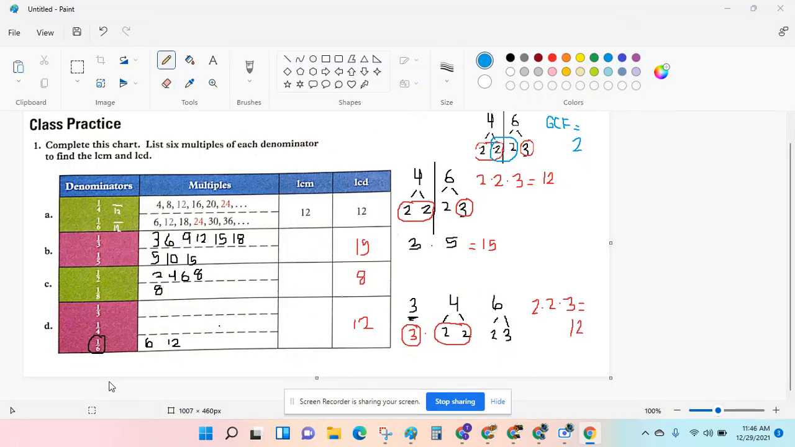So here we're going to be talking about least common denominators. Now the denominator is the bottom number of a fraction. So 4 and 6 would be the denominators, or how many times something was divided up. Now what we're going to be doing later on is adding and subtracting fractions that have uncommon denominators, meaning that the numbers at the bottom are not the same.